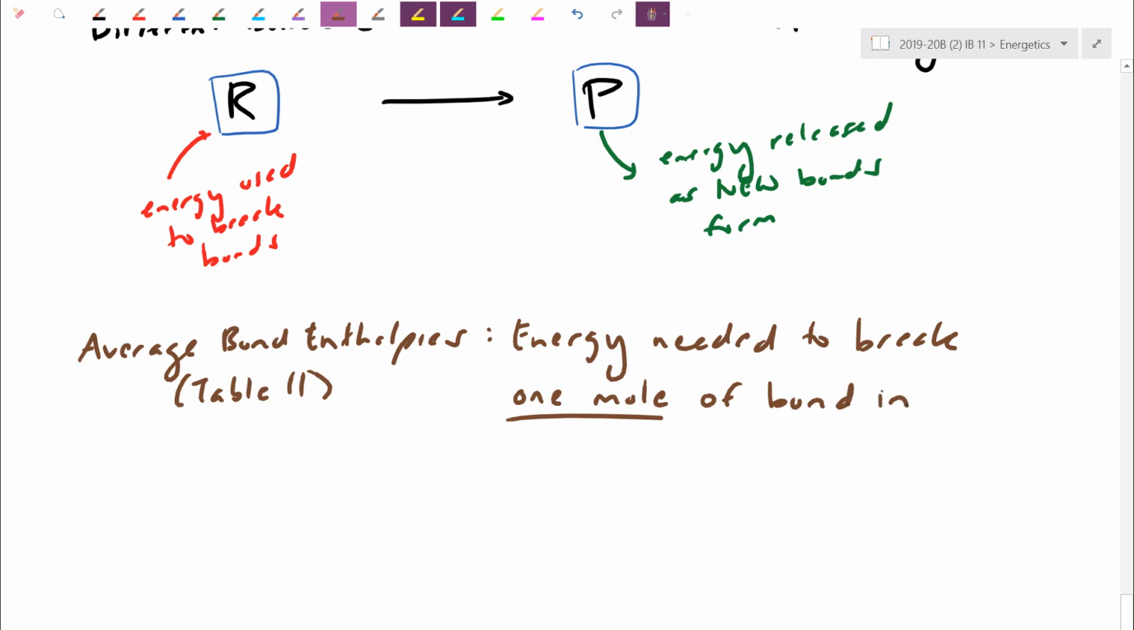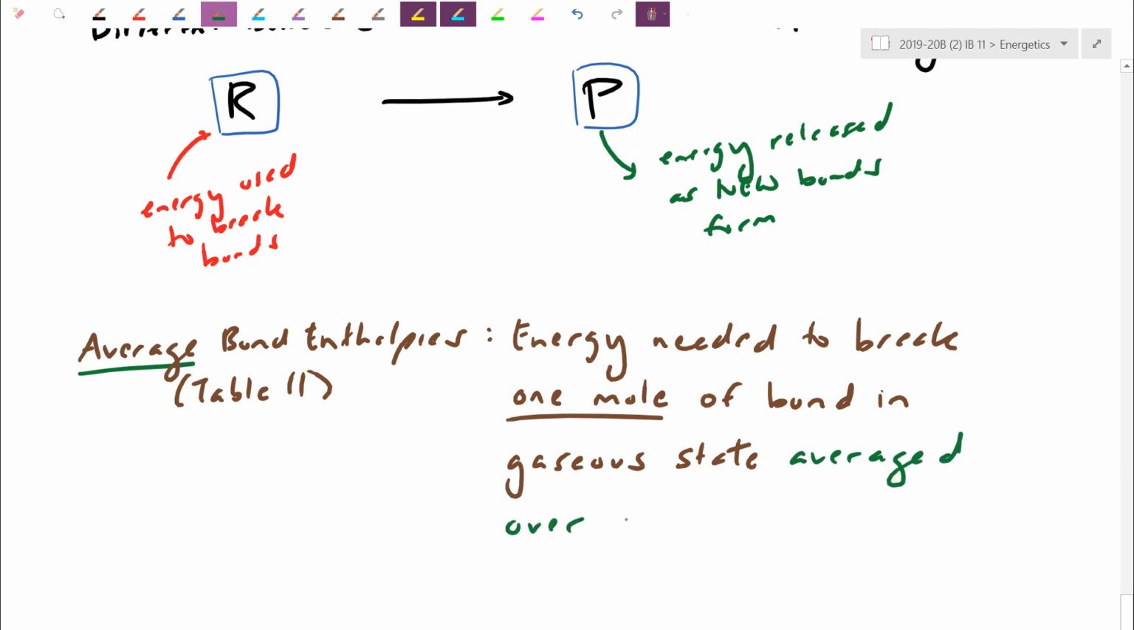However, on our table, everything's tabulated for when they were in the gaseous state. So that's going to be one limitation of this bond enthalpy method. Anytime you have a reaction that suddenly has a solid or a liquid, it's not that we couldn't do this method, it's just we don't have the numbers that we need. So 1 mole of that bond in the gaseous state, and the whole notion of being averaged is that it's averaged over a bunch of what I'm going to call similar compounds. So gaseous state, it is averaged over similar compounds.